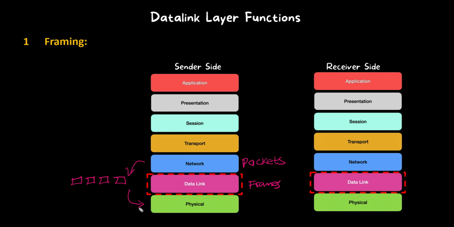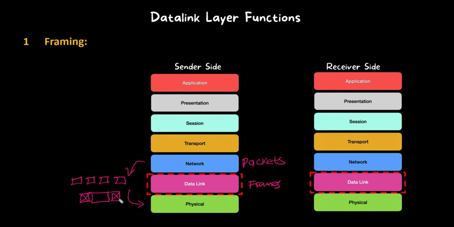And not only that, when the data link layer sends the frames to the physical layer, it attaches some special bits at the header and end of the frame. For example, if this is the frame that the data link layer is going to send to the physical layer, then it attaches some special kind of bits here at the header and at the end. What is this used for? This is used for error control and addressing. Now we are talking about the sender side scenario.